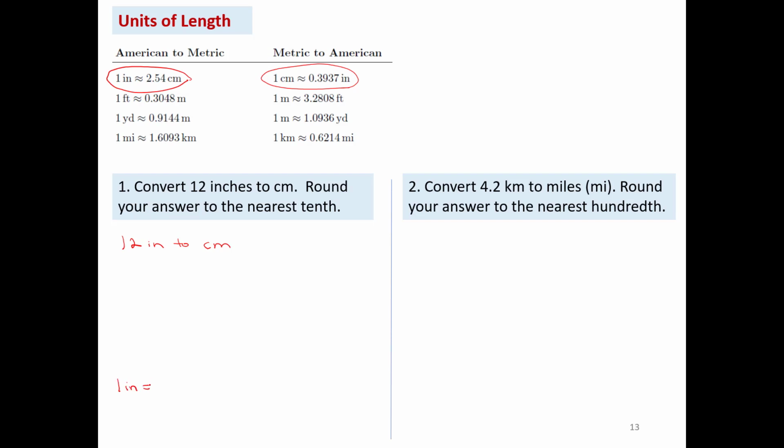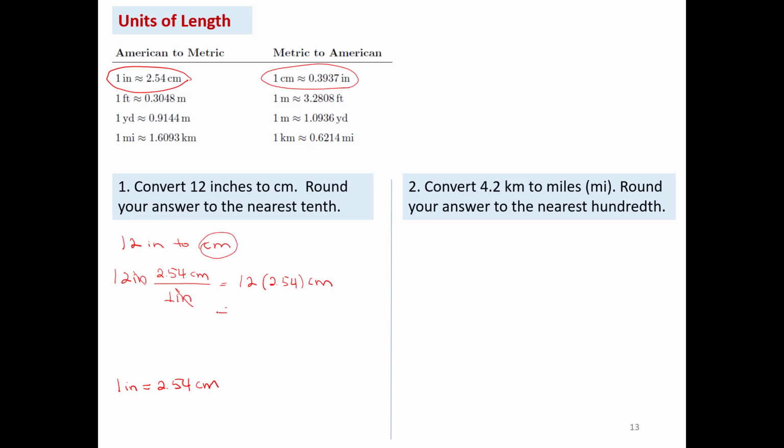1 inch equals 2.54 centimeters. Now let's write 12 inches. We need to write inches on the bottom, so that inches cancel out, and we need the other unit on top. In this way inches cancel out, and finally we have 12 times 2.54, and the answer is in centimeters, which is the unit we want.